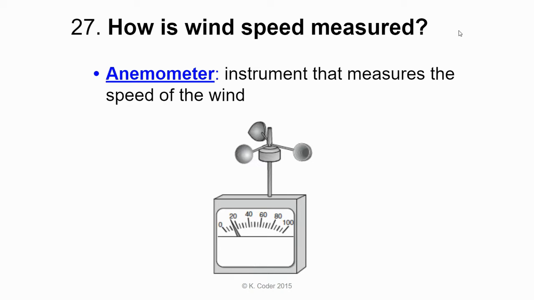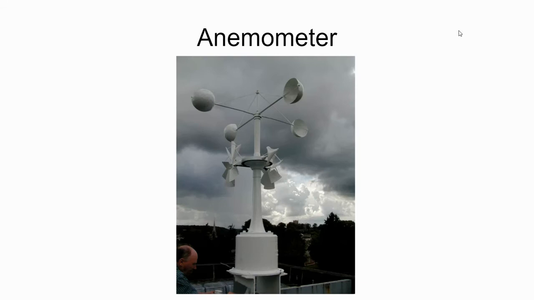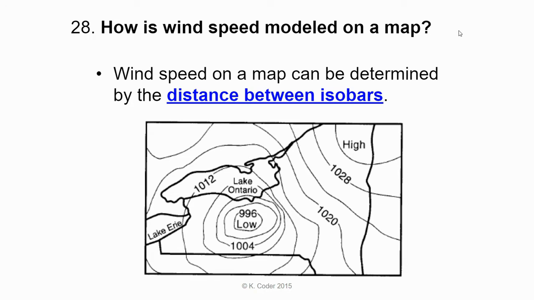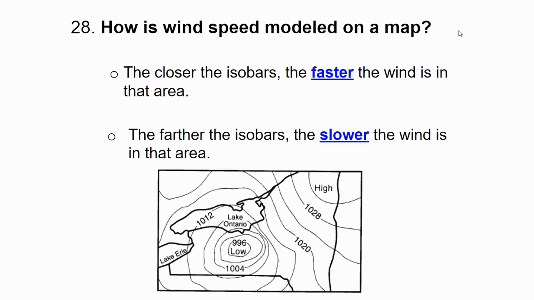Now, we actually measure wind speed using a device called an anemometer. And this is what an actual anemometer looks like. Now, we can actually determine the wind speed on a map by looking at the distance between isobars. So, the closer the isobars are together, that means that the wind is going to be much faster in that area.